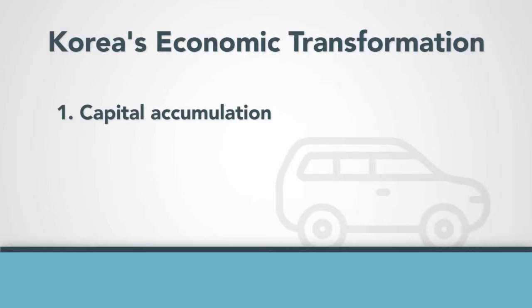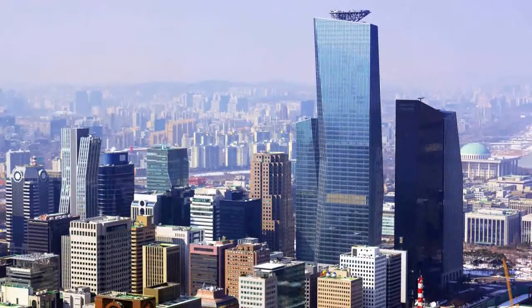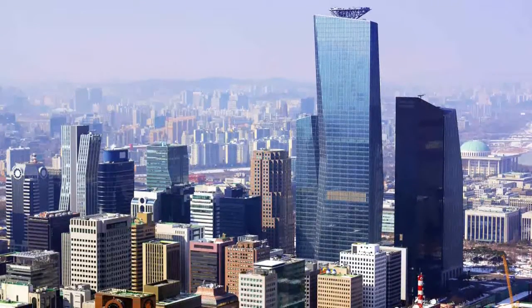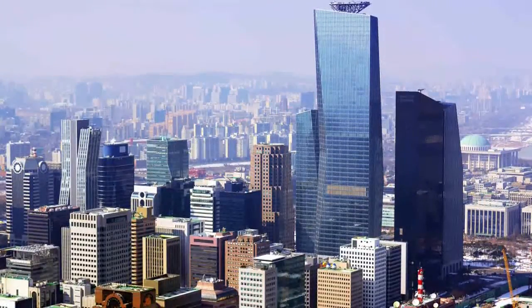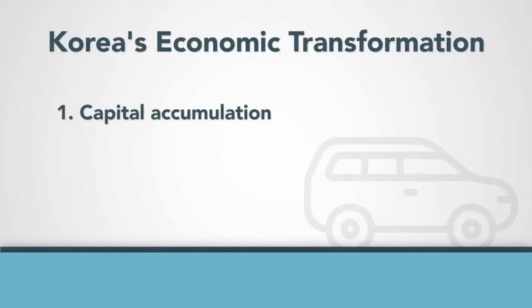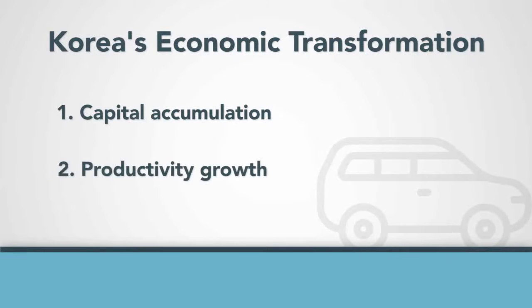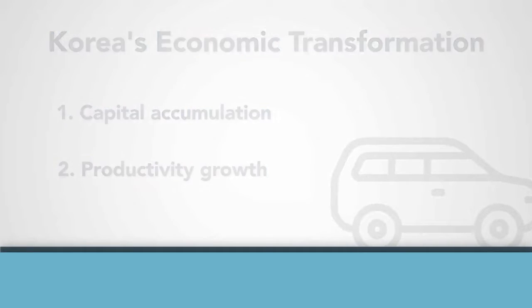Number one, capital accumulation. Again, you can visibly see in the picture how much capital accumulation has occurred in Korea over the intervening period. But number two, and equally important, productivity growth. Robert Solow of MIT famously found for the United States that productivity growth accounted for the majority of economic growth in this country over the course of the 20th century.